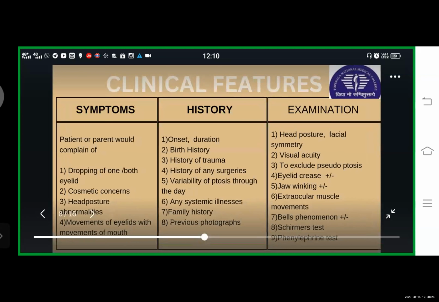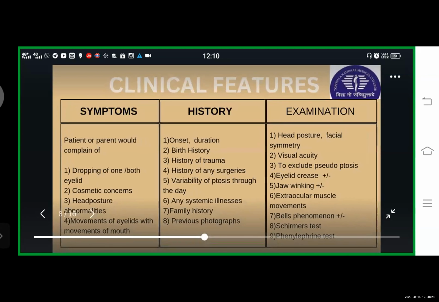Now, a patient of congenital ptosis presents with drooping of one or both of the eyelids, cosmetic concerns, head posture anomalies, and movement of the eyelid with the movement of the mouth. In history, we need to ask for the onset, duration, birth history, any history of trauma, surgery, or any systemic illness. Examination would include head posture and visual acuity. We need to exclude pseudoptosis. We need to look for eyelid crease, absence or presence, jaw-winking phenomenon, absence or presence, and Bell's phenomenon.